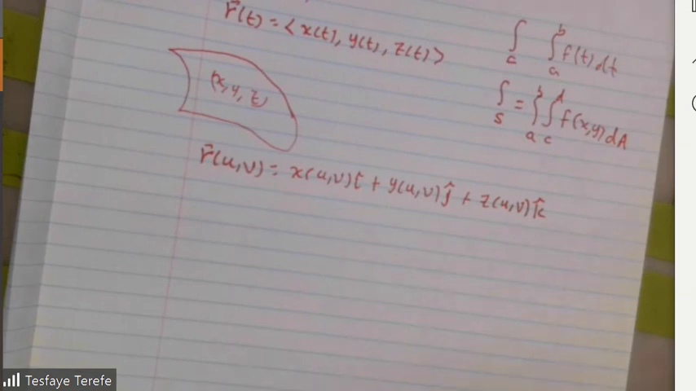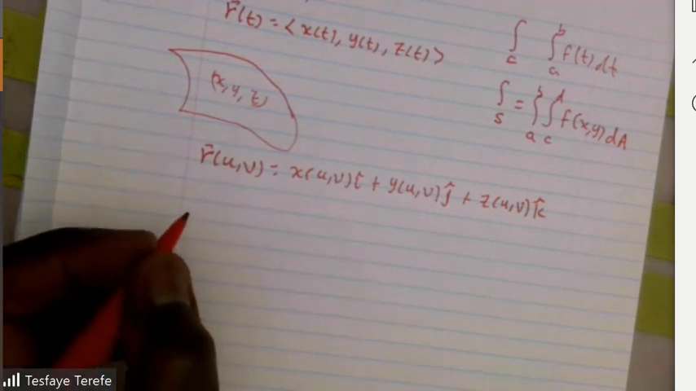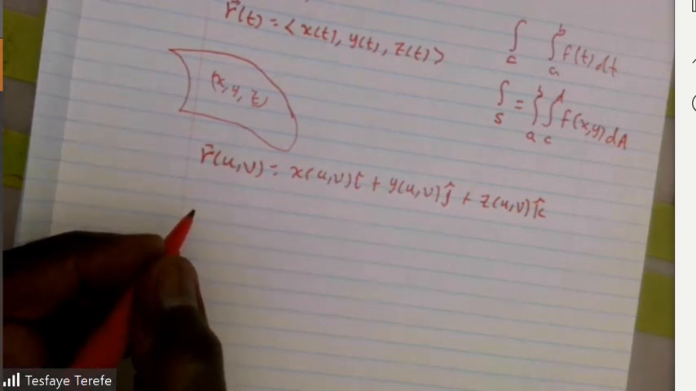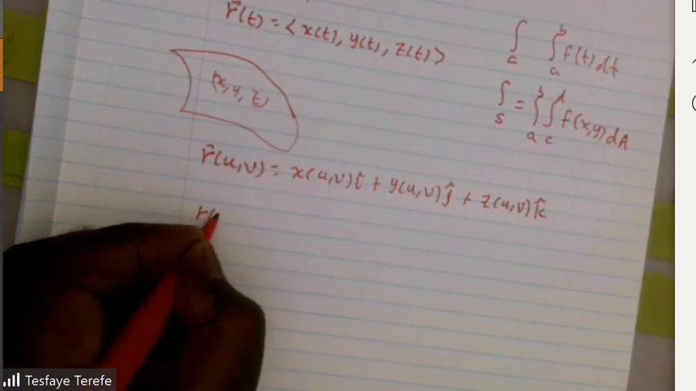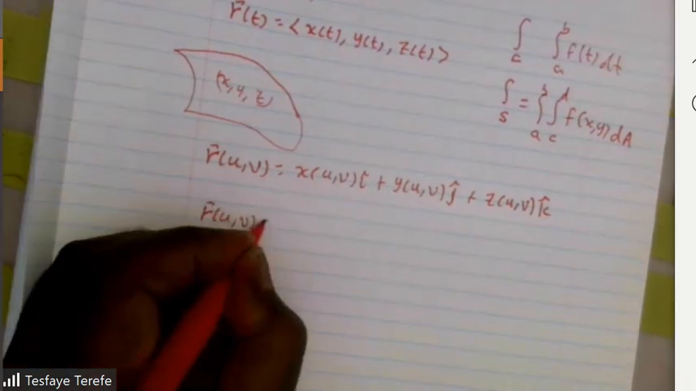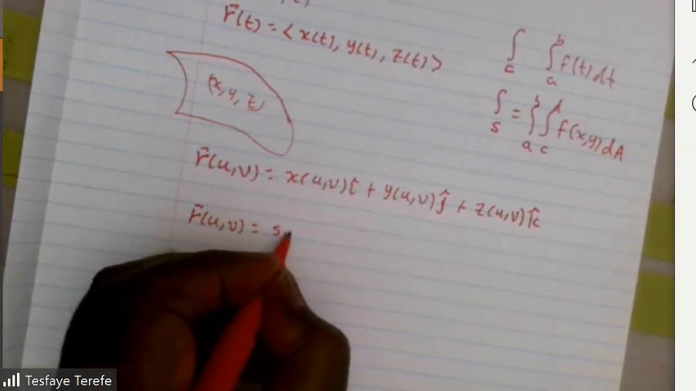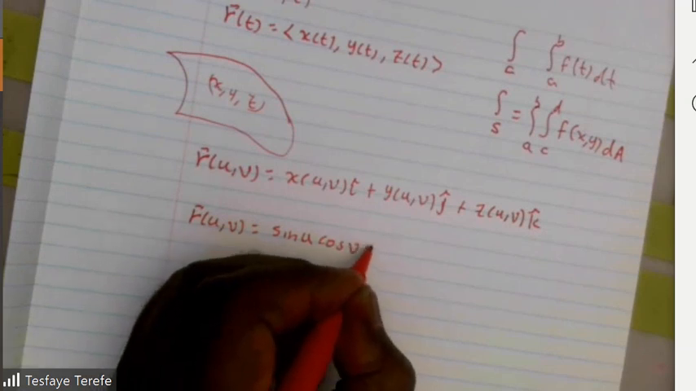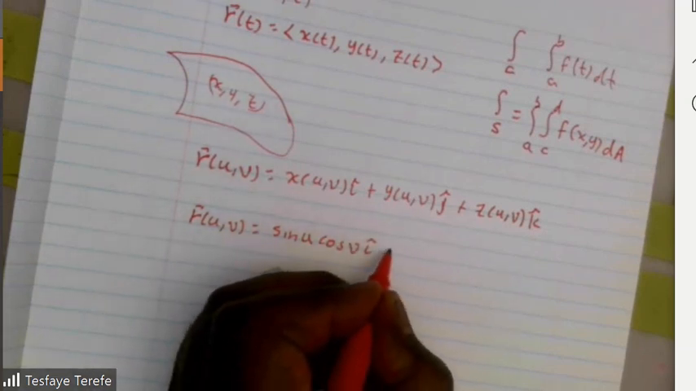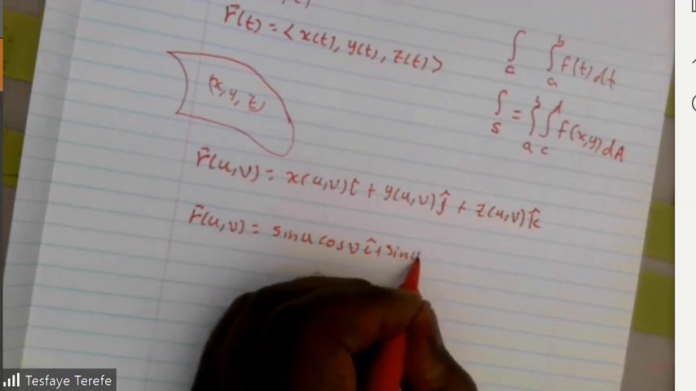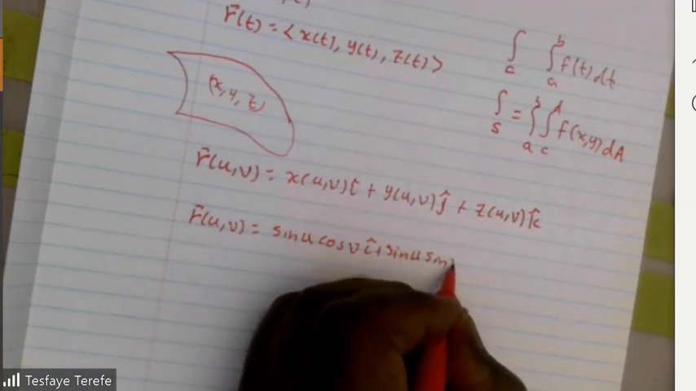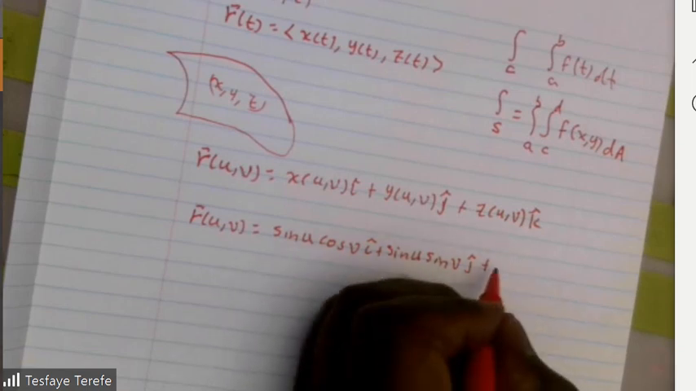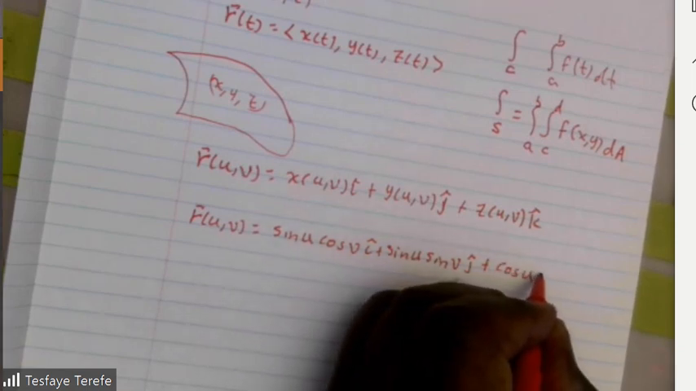Okay, well, just to give you a flavor, what I'm going to ask you is, before we start the derivation of the formula, why not you identify and sketch the parametric surface given by r of u, v equals sine of u cosine of v i, and sine of u sine of v j, plus cosine of u k.